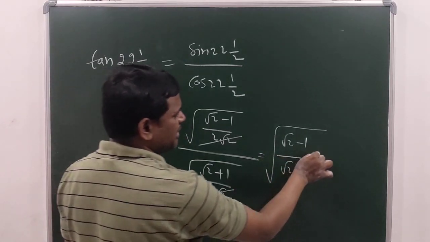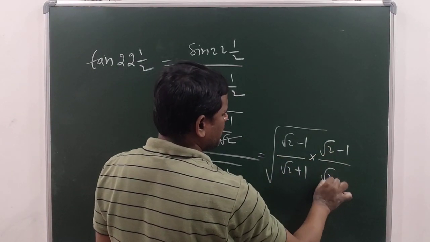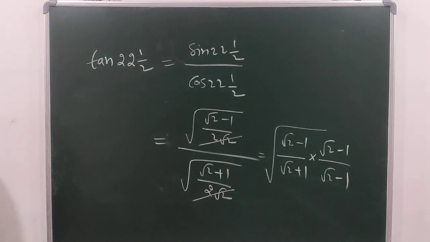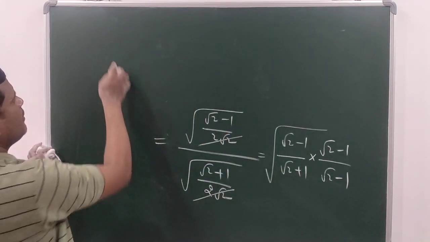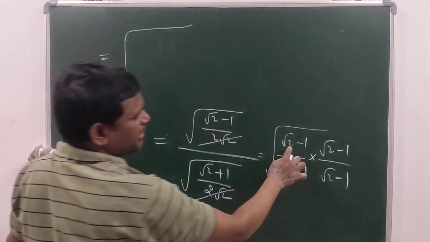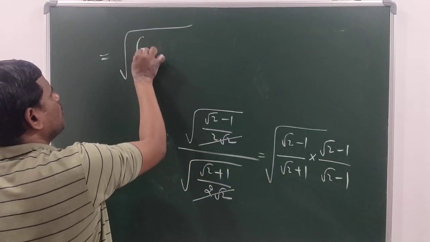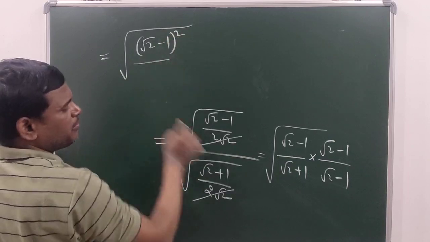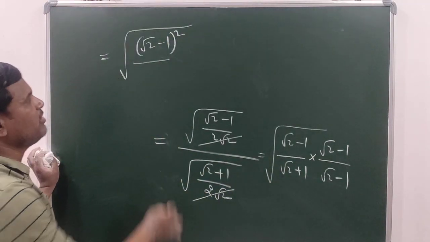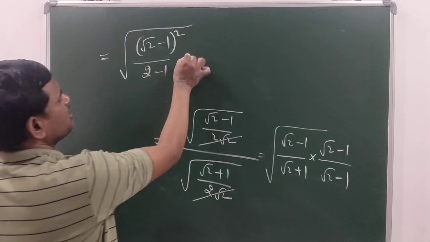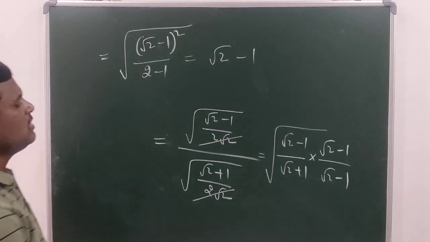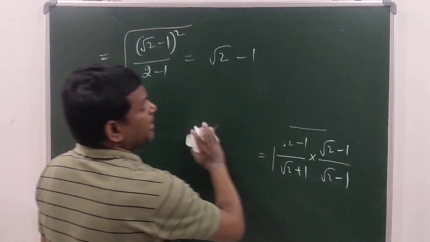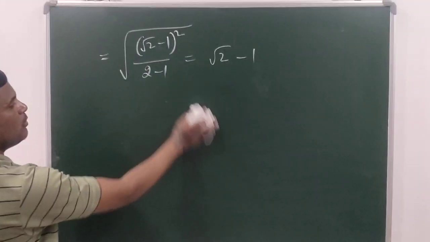Now rationalize the denominator. So here you will get root 2 minus 1 by root 2 minus 1. Now simplify that. Square root of, now here a minus b into a minus b, a minus b whole square. Root 2 minus 1 whole square by a plus b into a minus b, which is a square minus b square. You will get 2 minus 1. Square root cancels. Root 2 minus 1. This is the tan 22.5 degrees value.